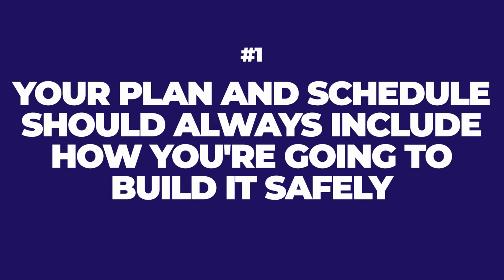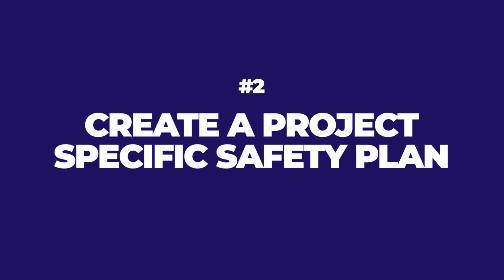So now let's talk about how to create a safety plan for the project. Let's go. Step number one, your plan and schedule should always include how you're going to build it safely. That means in your zones, that means in your approach, that means in your logistics planning. Every single part of your plan and schedule should give you the resources, the approach, and the time to implement safely. Step number two, you will create a project-specific safety plan.